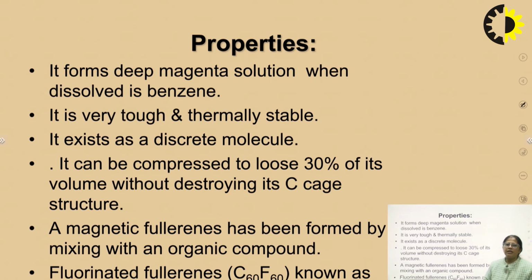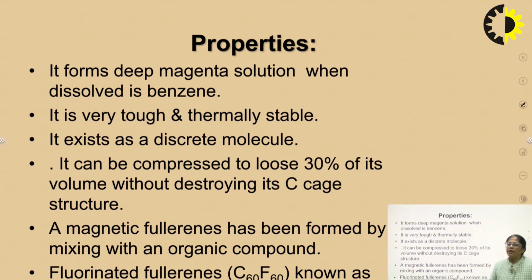Coming to the properties of fullerenes. Now this fullerene forms a deep magenta solution when dissolved in benzene. It is very tough and thermally stable. A single molecule can show its existence. So it is very tough and stable. That is, it exists as a discrete molecule.